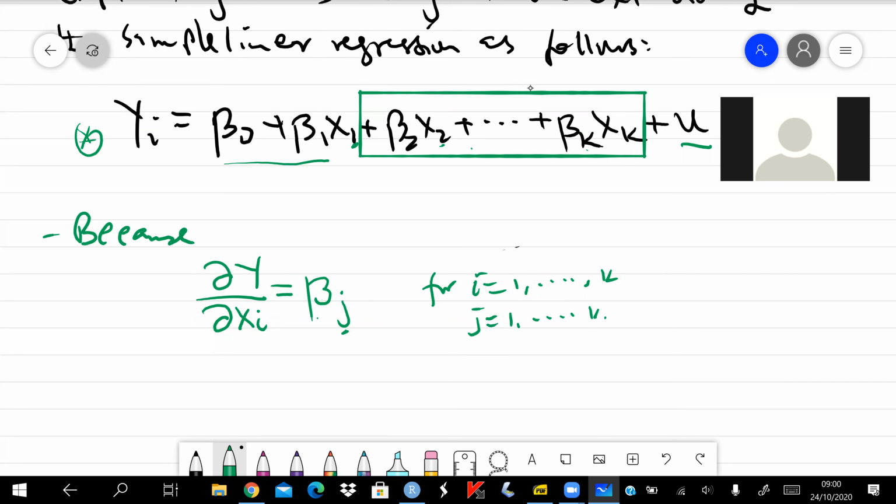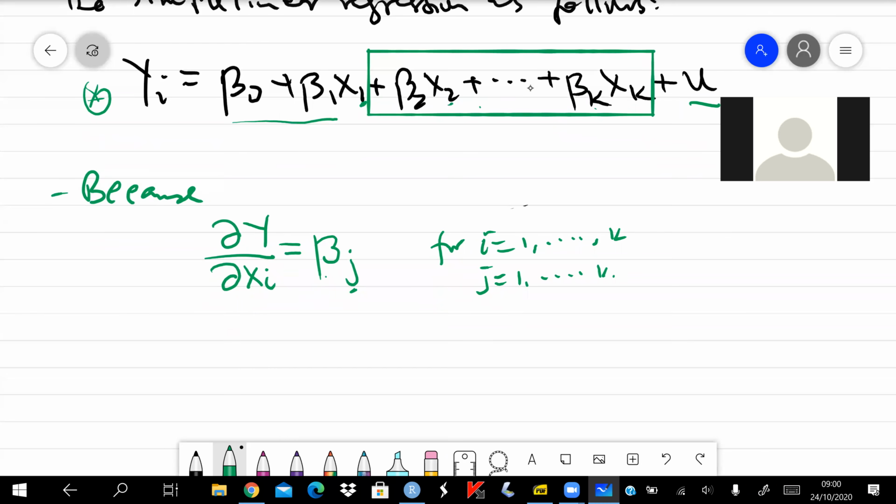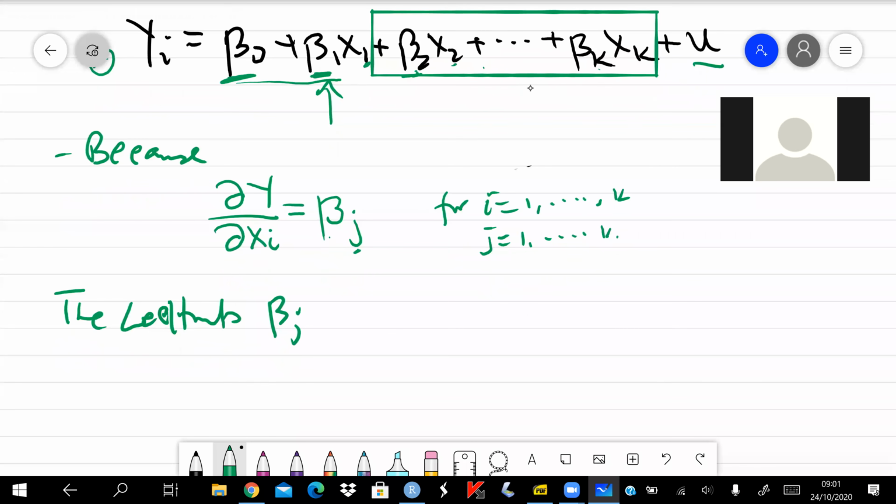Okay. Then we say that the coefficients beta j, especially the slope coefficients, not the intercept, indicate the marginal effect.